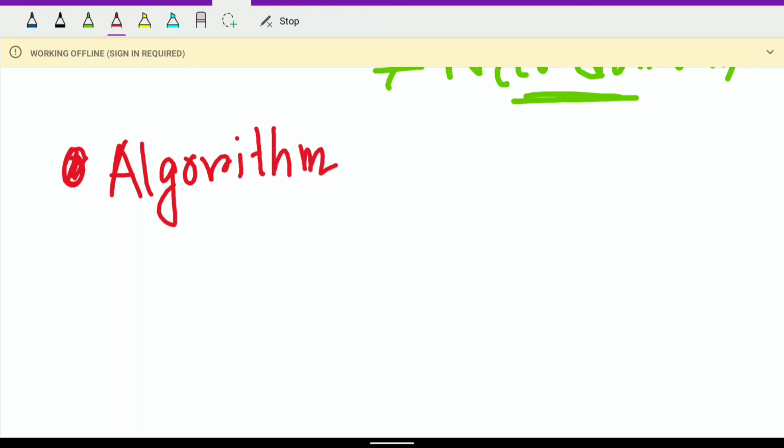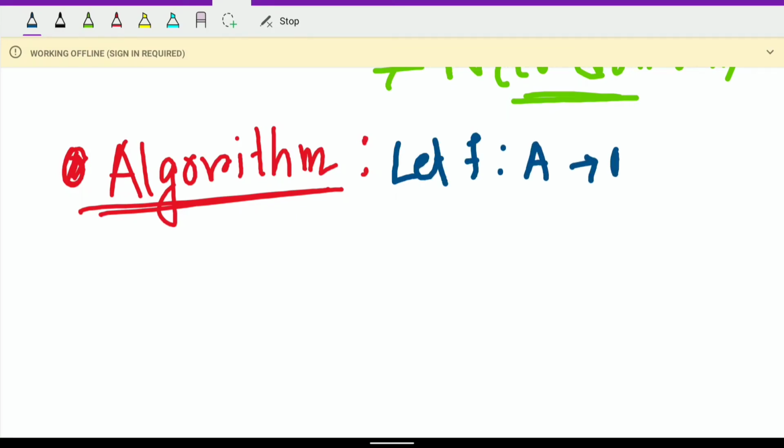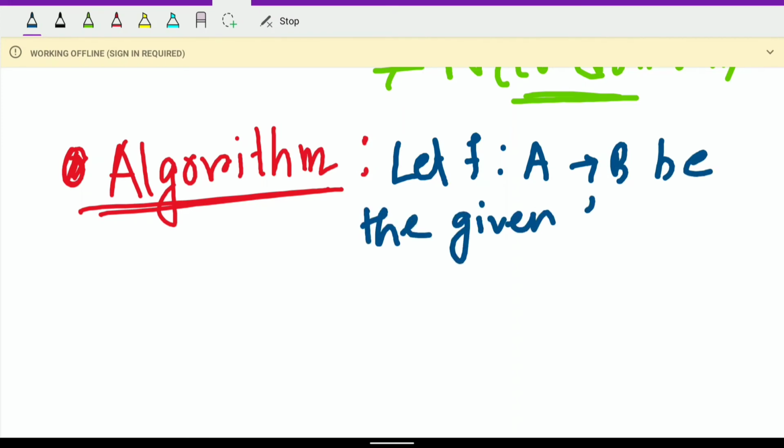Now the algorithm. How can you find onto and into functions? So the algorithm, and this is the last point, and in the next video I will teach you some NCERT problems. Okay, so what is the algorithm? Step 1, step 2, step 3. First of all, let f from A to B be the given function.